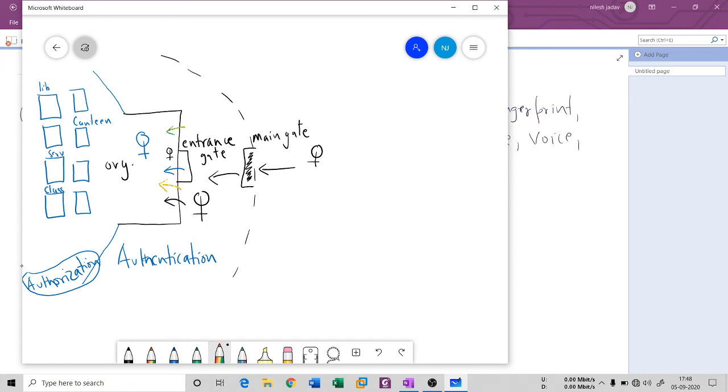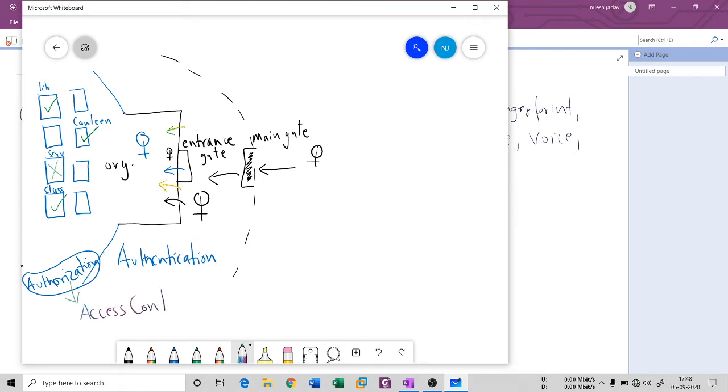So here you can go to the library, no problem. You can go into the canteen, no problem. You can get into the classroom, no problem. However, you cannot get into the server room. It is not authorized to you. You are not an authorized person to enter into the server room. It's a completely restricted room. You cannot enter without authorization. This authorization has something called an access control list.